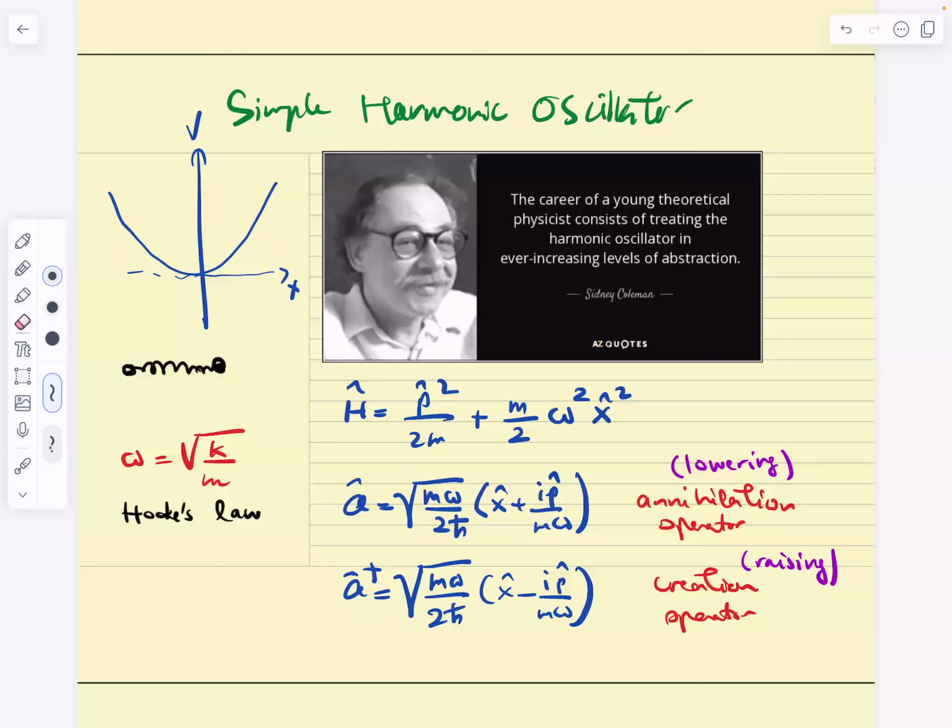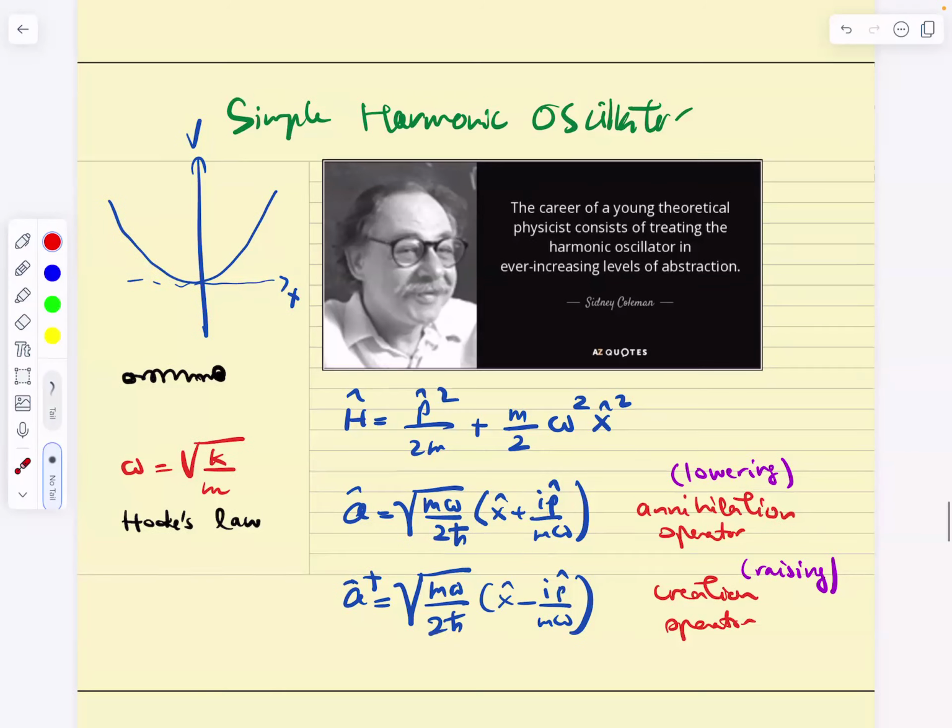What are we going to do? We're going to define two operators. So what are these operators? Let me first tell you what you should pay attention to. You have the X operator, you add to it the P operator with some imaginary component. And you put the coefficient here, M omega, and you put a coefficient out there.